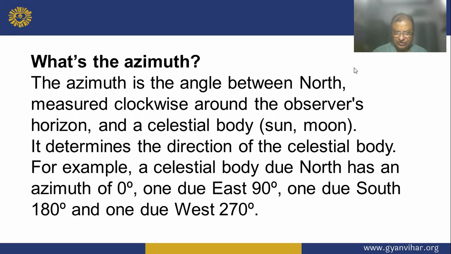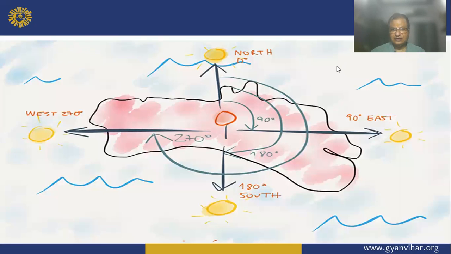For example, a celestial body due north has an azimuth of 0 degrees. One due east is 90 degrees, one due south is 180 degrees, and one due west is 270 degrees. Here you have a diagram, so you can understand better.